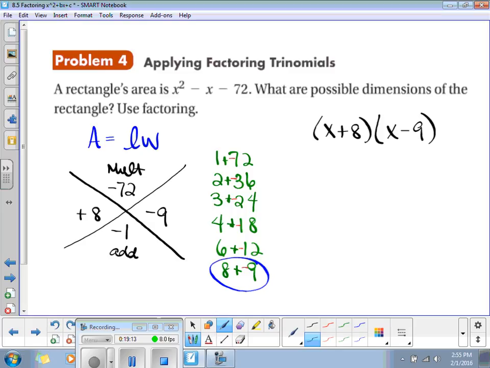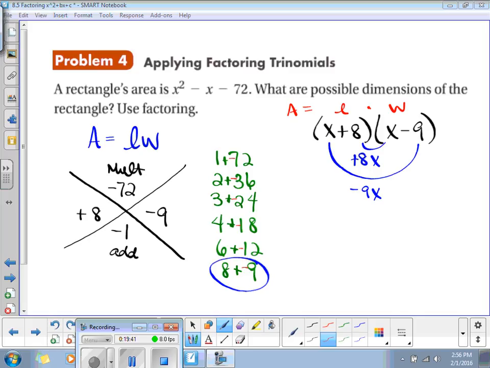And again, we can check it, okay? You can check it by doing the entire FOIL method, right? To check to see if you've got the x squared minus x plus 72, or you can just check what we've been checking. So this is going to be 8x positive, and this is going to be negative 9x, which gives us a negative 1. So this area is equal to length times width. You got it? All right.